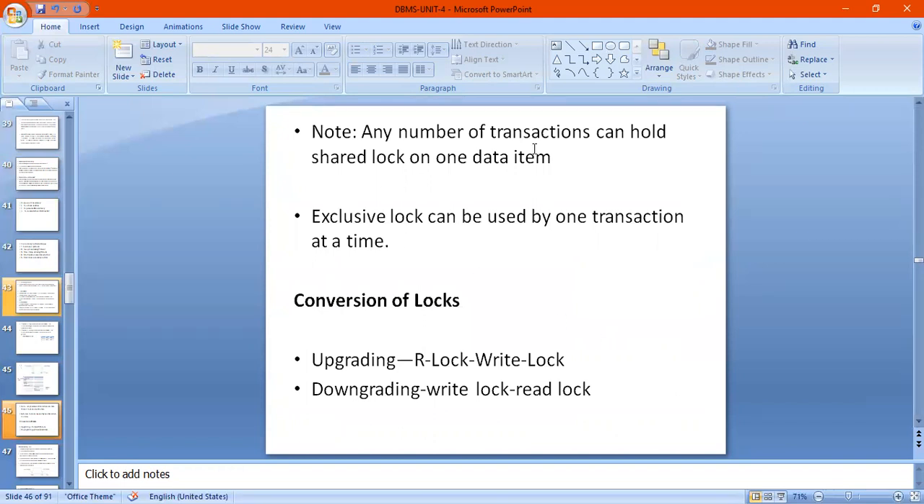Note, any number of transactions can hold a shared lock on one data item. An exclusive lock can be held by only one transaction at a time. Conversion of locks: upgrading a read lock to a write lock, and downgrading a write lock to a read lock.